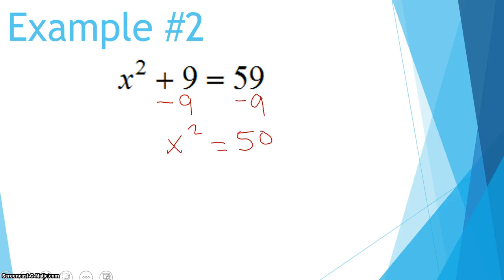Now we need to solve for x by taking the square root of both sides. So x equals plus or minus. This one's not a perfect square, so you're going to want to put the square root of 50 into your calculator. When you do that, you will get the number 7.07. Go ahead and use 2 decimal places and make sure you round that number.